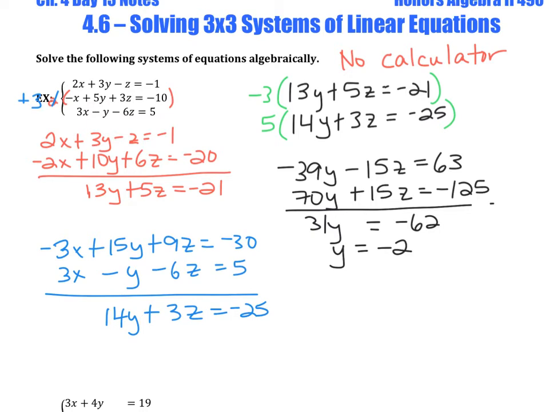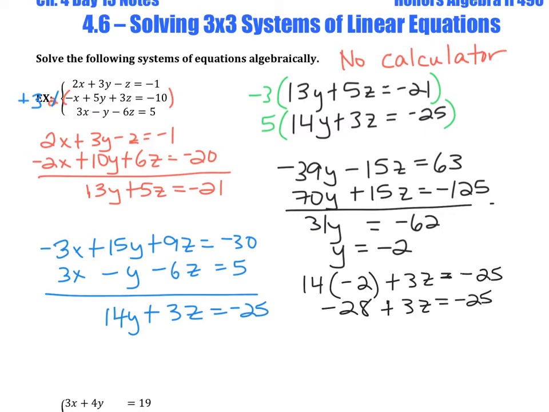remaining variable. So let's say, for instance, I go back to this equation right here, this 14y plus 3z equals -25. So if I go through and I plug in a -2 for y plus 3z equals -25, I'm going to get -28 plus 3z equals -25. If I add 28 to both sides, I get 3z is equal to 3. So z is equal to 1.